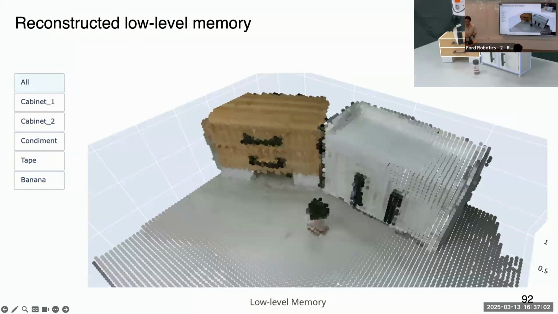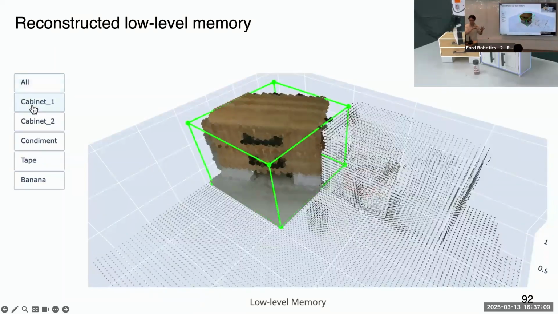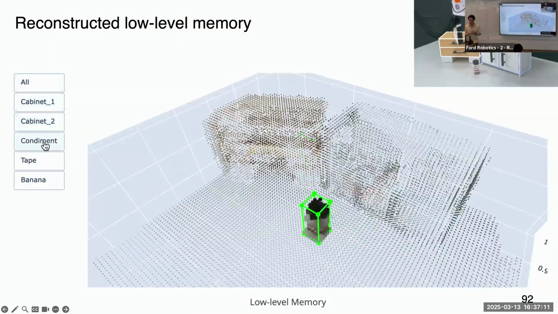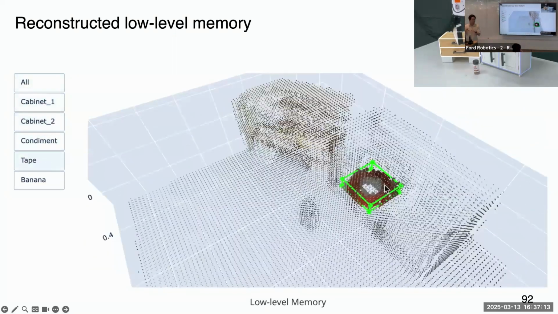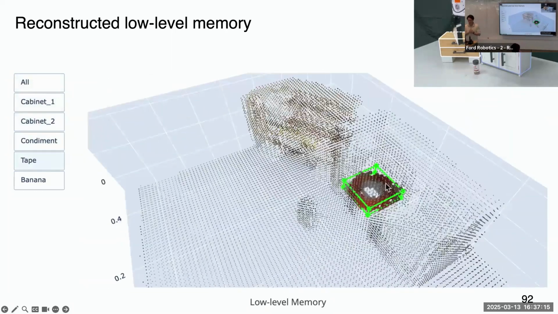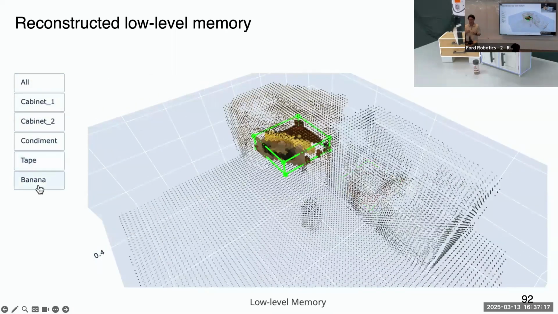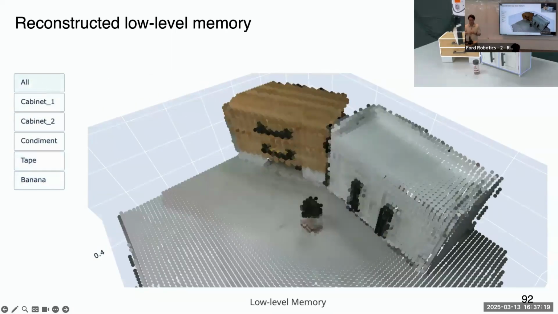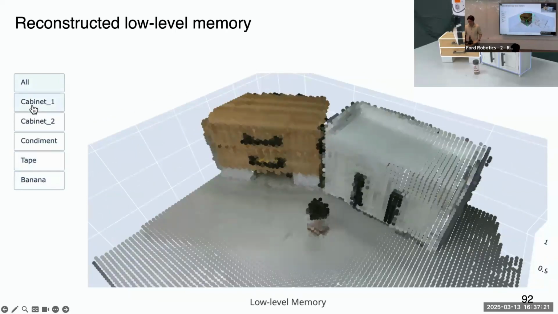Here's one memory we built. The top right is the environment the robot wanted to explore. And here we can have different objects highlighted. You can also see the tape that's hidden within this cabinet, where the robot is able to understand the relationship between the hidden objects and the overall environment.